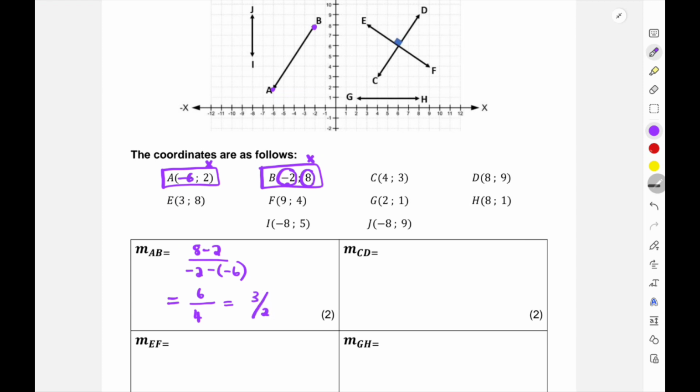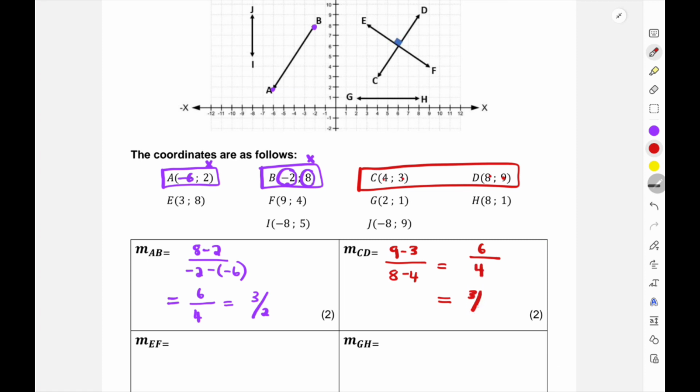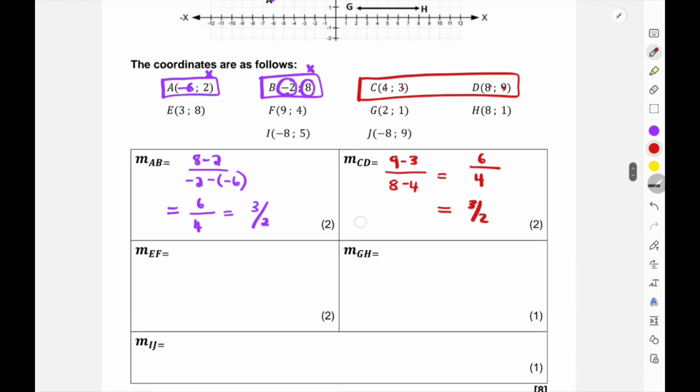Okay, then the gradient of CD over here. Change of y over change of x. 9 minus 3 is 6. 8 minus 4 is 4, which doesn't give you 2. 9 minus 3 over 8 minus 4 is 6 over 4, which is also 3 over 2.